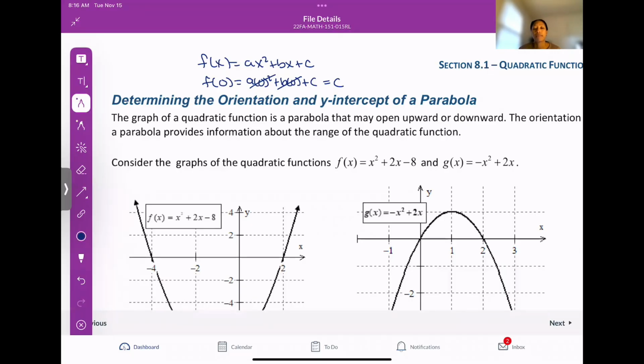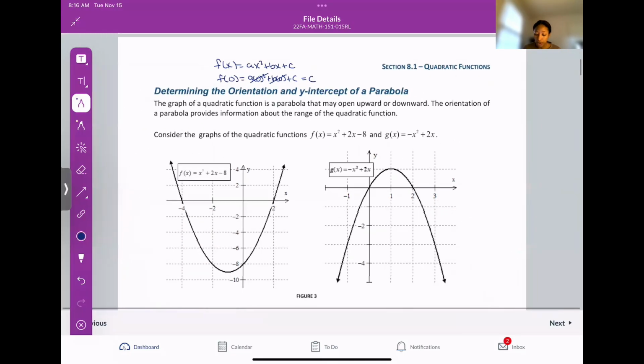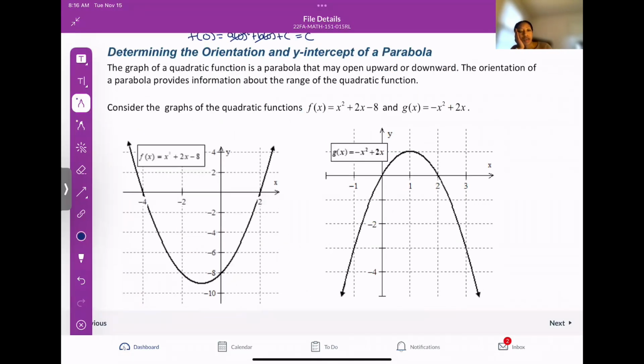Another important thing that we need to know about our parabola is whether it opens upward or downward. Okay, if you look at the two graphs we have here, the one on the left is an upward opening parabola. We get an upward opening parabola whenever our squared term is positive. So if a is a positive number, our parabola opens upward. And then if you have a negative x squared term, so if a is a negative number, you get a downward opening parabola like we have on the right.